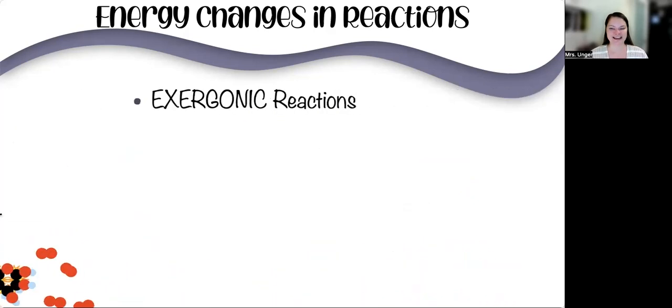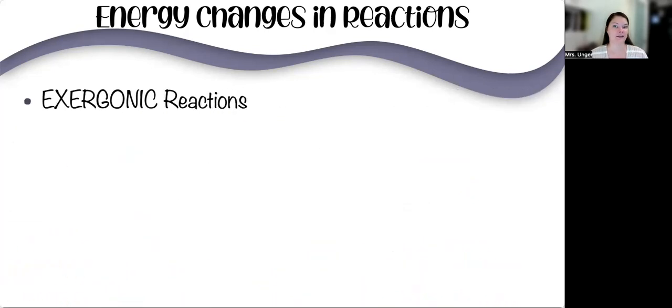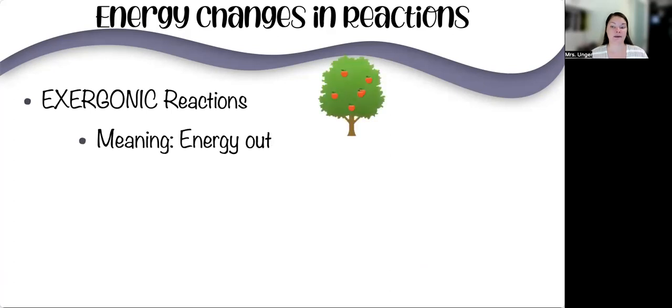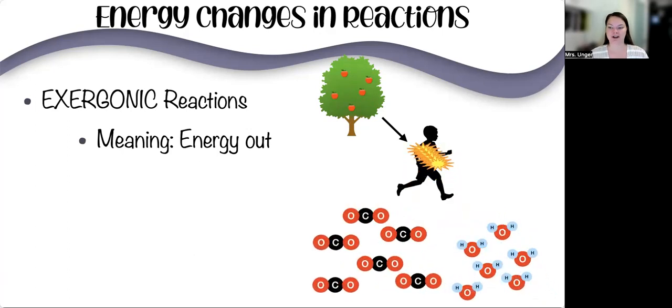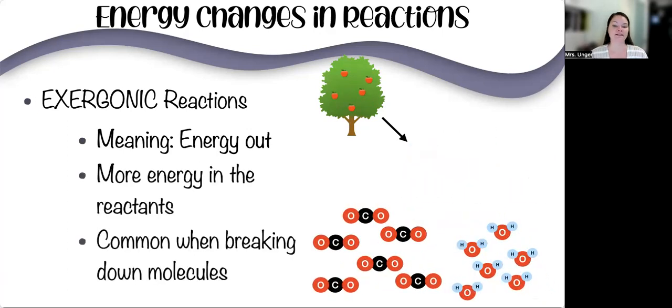Just as you can probably guess, an exergonic reaction is going to be mostly the reverse, or the opposite. We have energy out is literally what it means, exer, or exiting. The energy is leaving. Before, we looked at the example of breaking down sugars to be able to run. That's an example of an exergonic reaction. We start with a high energized molecule. We break it all down. That energy is then used for something else. That means we have a lot more energy at the beginning in the reactants than we do in the products. The reactants are high energy, the products are low energy. And so this is common when we're breaking down molecules.